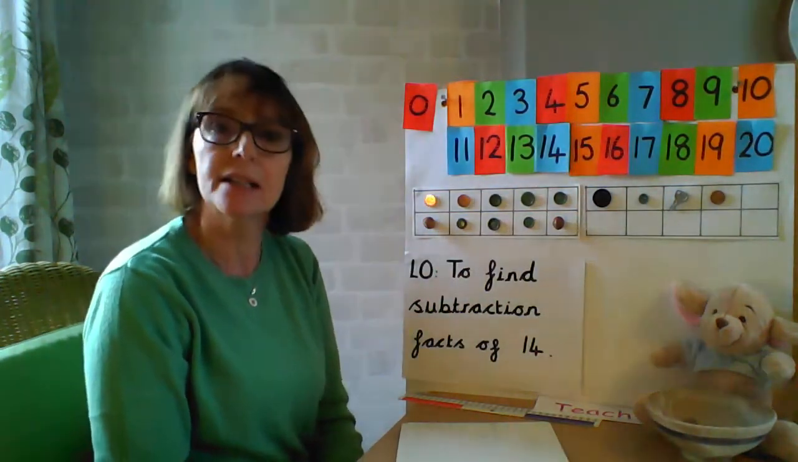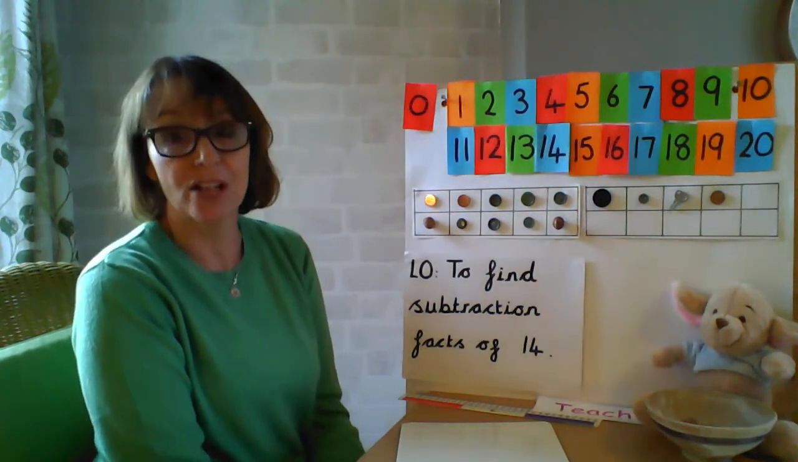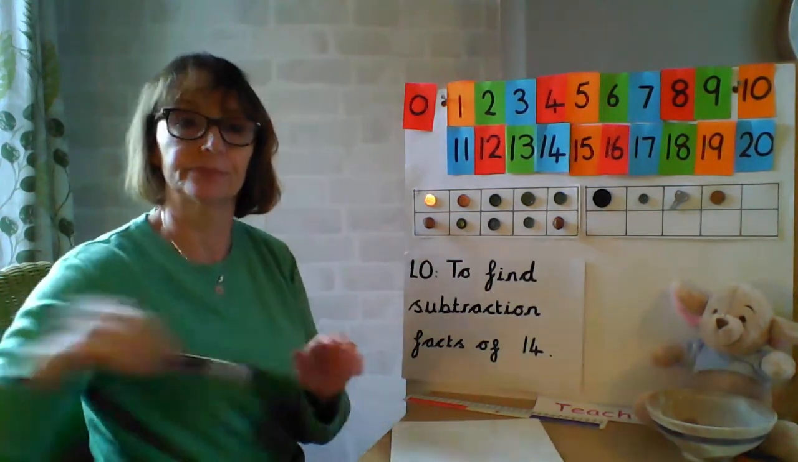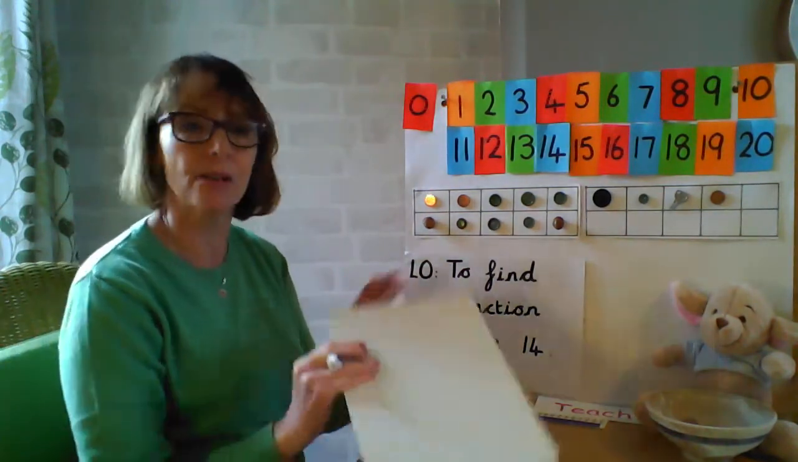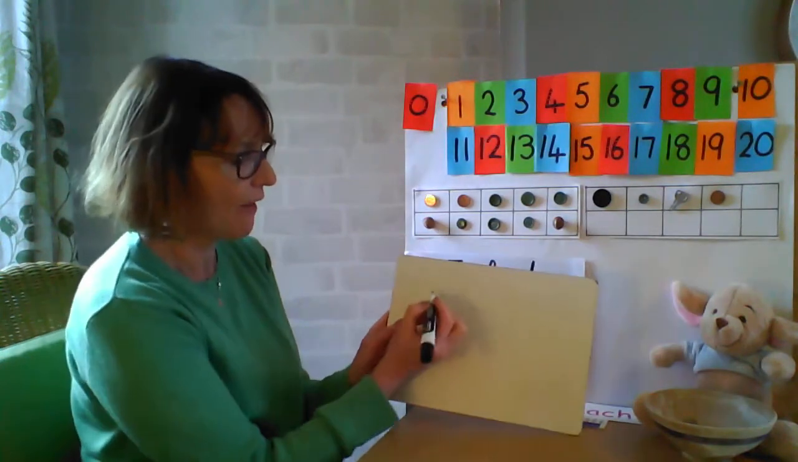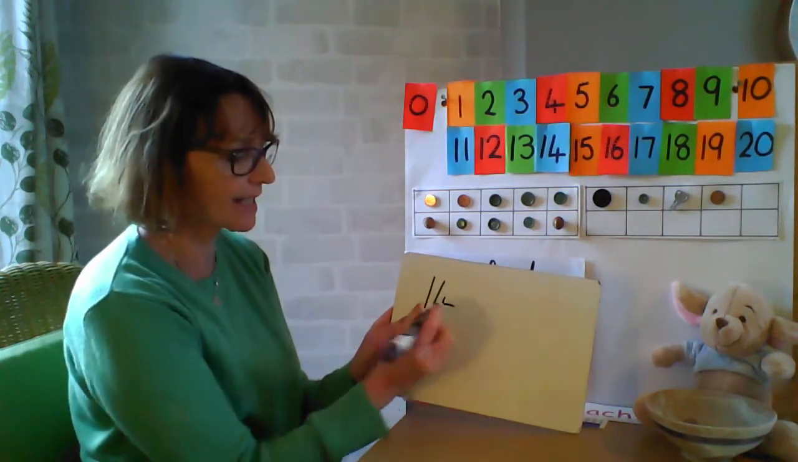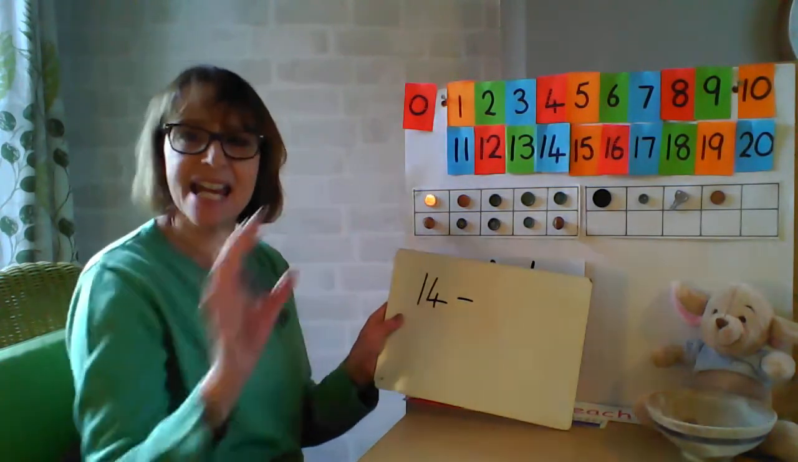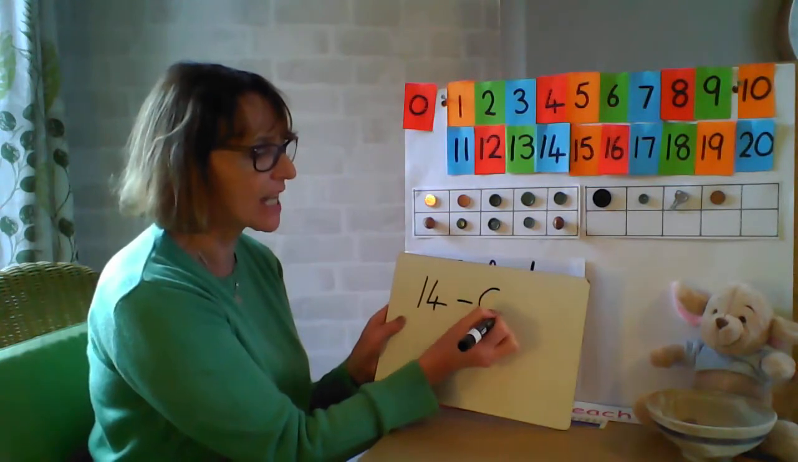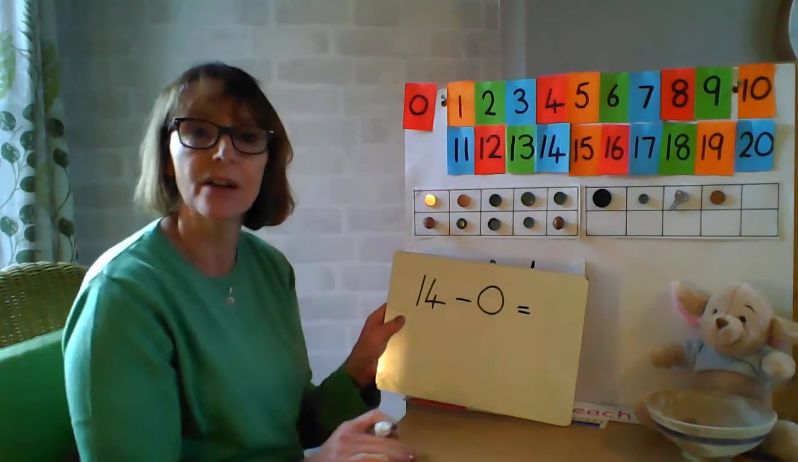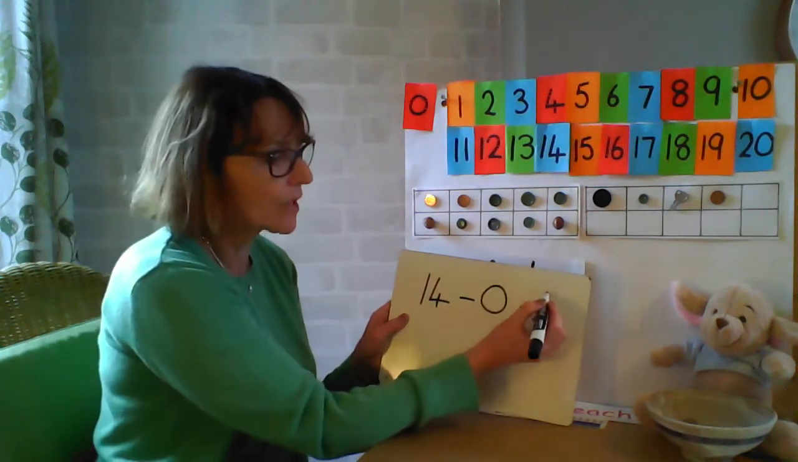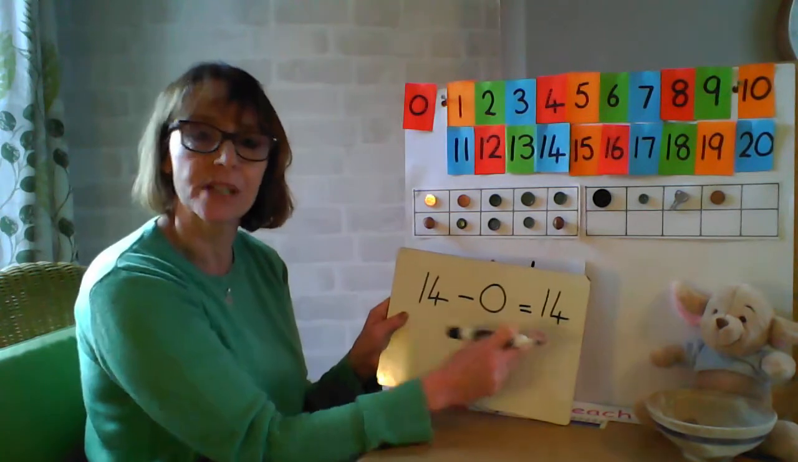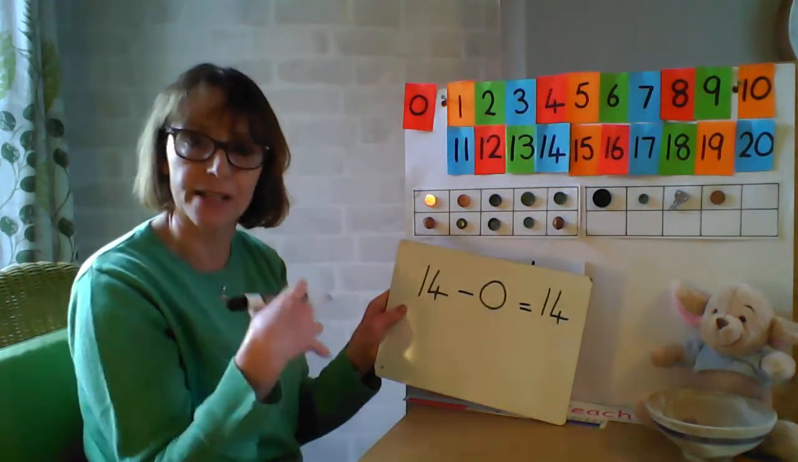Okay, but we're going to find some subtraction facts. So at the minute I have got 14 things in my boxes. So on my whiteboard I'm going to write 14 because that's how many I've got. That's my starting number, 14. I'm not going to take any away, so I'm going to leave it as it is. I'm going to take nothing away, and I know that I've still got 14. 14, take away nothing is 14, and this is a subtraction because we're taking away.